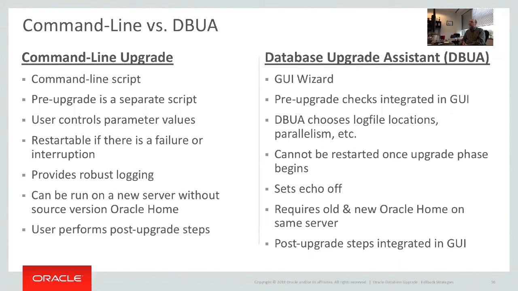On the command line upgrade, the user will control all of the parameter values, including things like where are we going to put log files? What is the degree of parallelism in the parallel upgrade? In DBUA, you don't have control over that. There was a time when DBUA allowed you to control the degree of parallel, but that is not the case anymore. The command line upgrade is restartable if the upgrade fails for any reason.